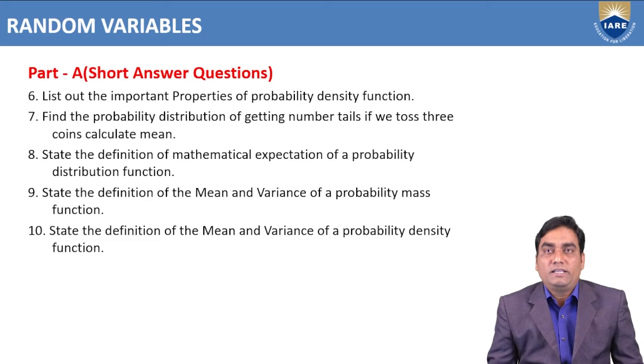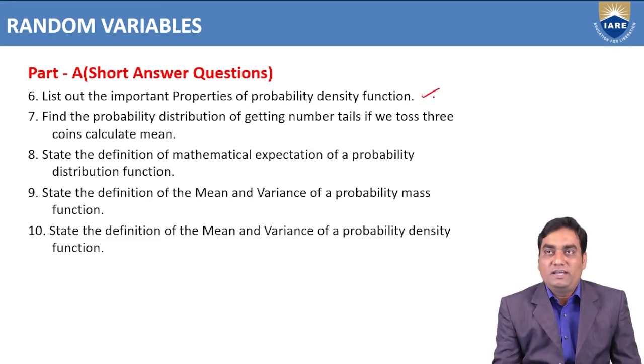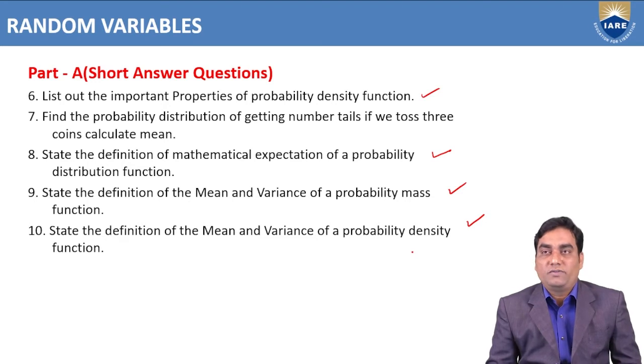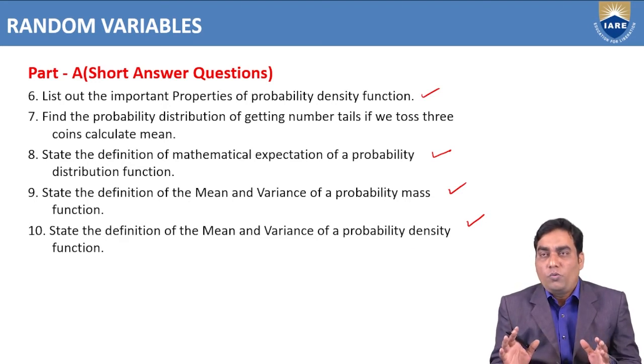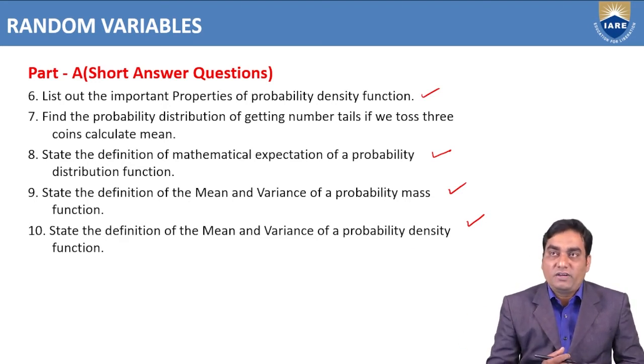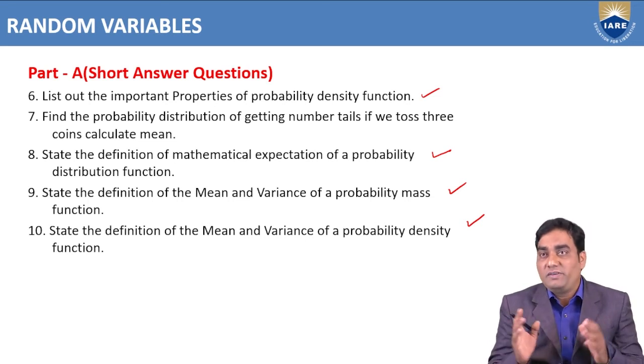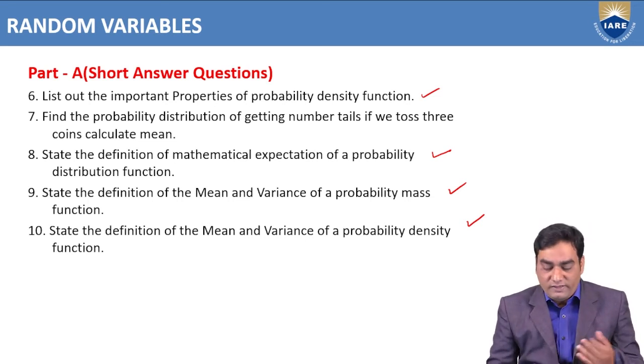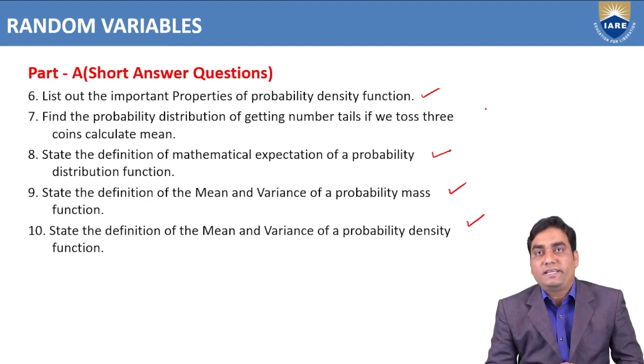And from 6th to 10th question, all of them are definitions. See, what is probability density function? What is the mathematical expectation? That means mean. What is mean and variance of probability mass function? And state the definition of mean and variance of the probability density function. If you know what is mass function and density function, if you know the difference between mass and density function, we can solve all these questions very easily.